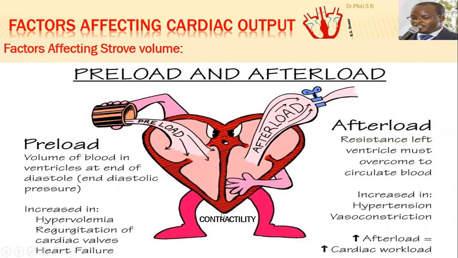Preload is increased in hypervolemia, so if you have increased volume of the blood, the preload is going to increase. Regurgitation of cardiac valves and also heart failure are going to result in an increase in preload. Then afterload is the resistance the left ventricle must overcome to circulate blood. It is increased in hypertension, so vasoconstriction is going to result in an increase in afterload.